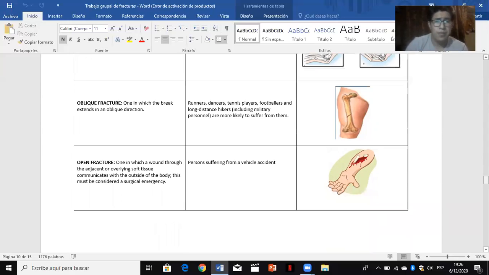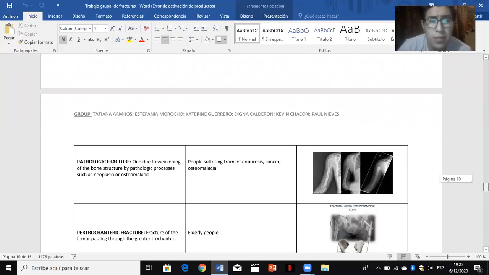Open fracture: one in which the wound through the soft tissue communicates with the outside of the body. Persons suffering from a vehicle accident or trauma.